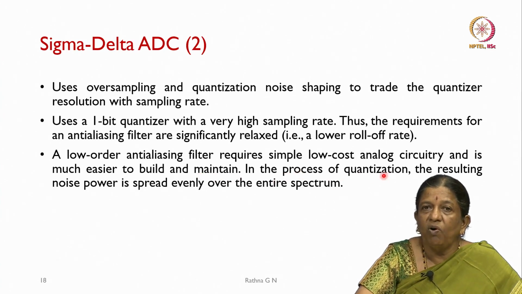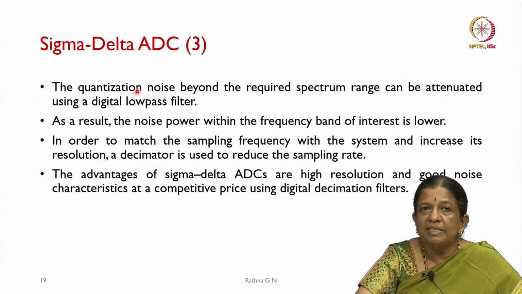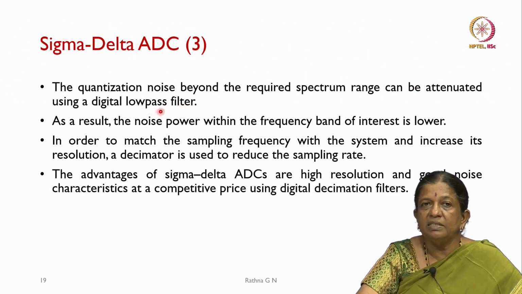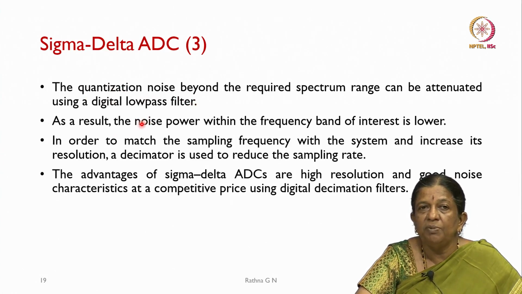In the process of quantization, the resulting noise power is spread evenly over the entire spectrum, because we have sampled at high speed. So, the noise is distributed over the whole spectrum. The quantization noise beyond the required spectrum range can be attenuated using a digital low pass filter. So, we relax the requirement on the analog low pass filter, and use the digital low pass filter to remove the noise from the components present in the input signal. As a result, the noise power within the frequency band of interest is lower, because it is distributed over the entire spectrum.